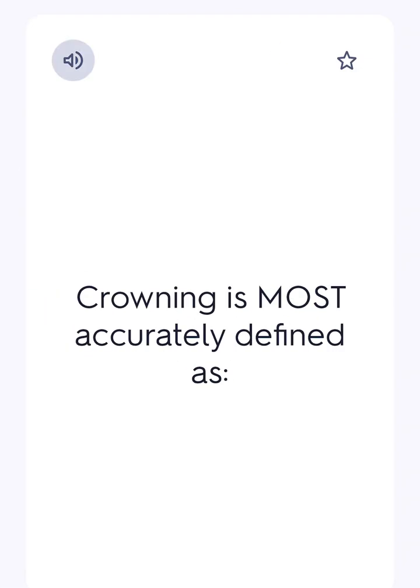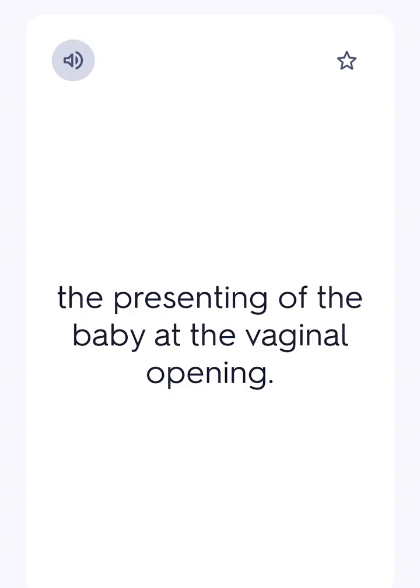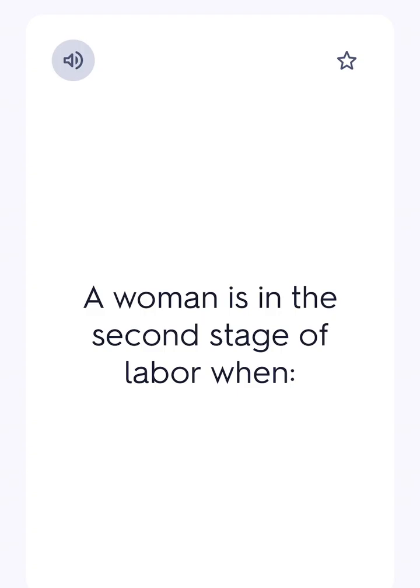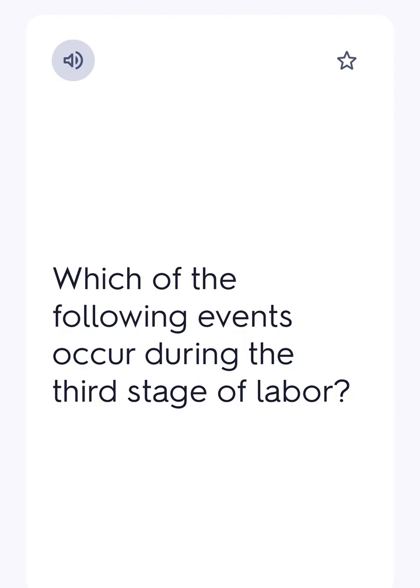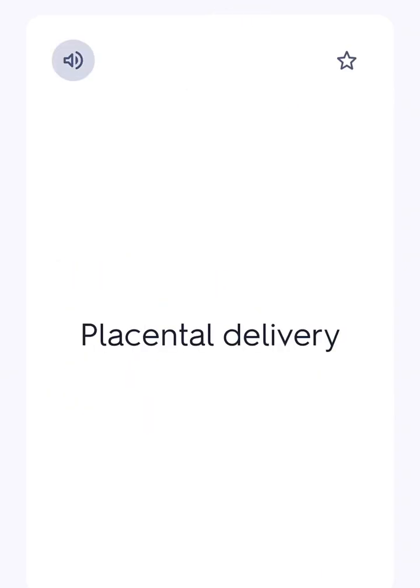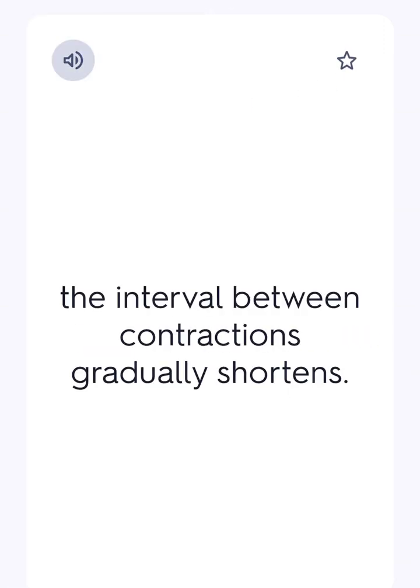Crowning is most accurately defined as the presenting of the baby at the vaginal opening. A woman is in the second stage of labor when she feels a strong urge to move her bowels. Which of the following events occur during the third stage of labor? Placental delivery. During true labor, the interval between contractions gradually shortens.